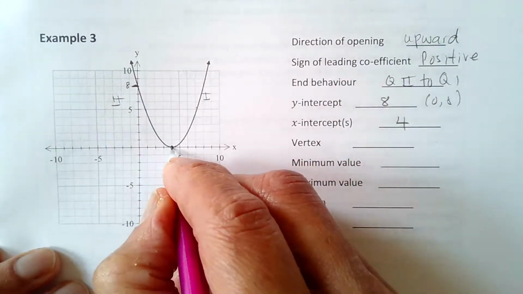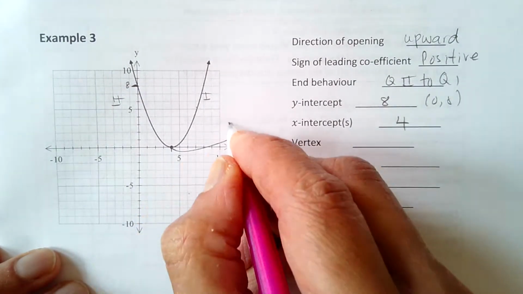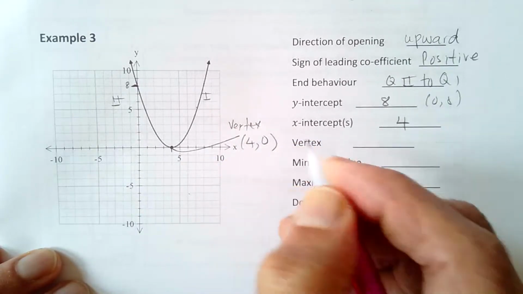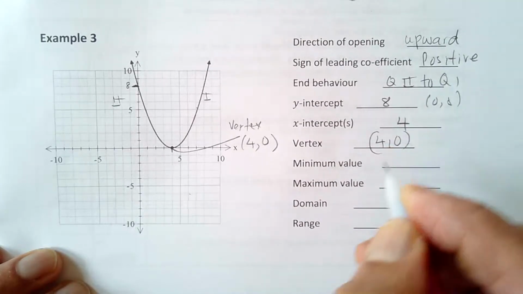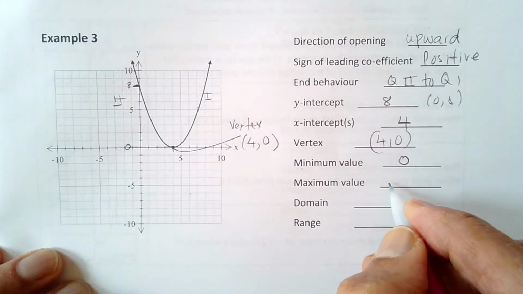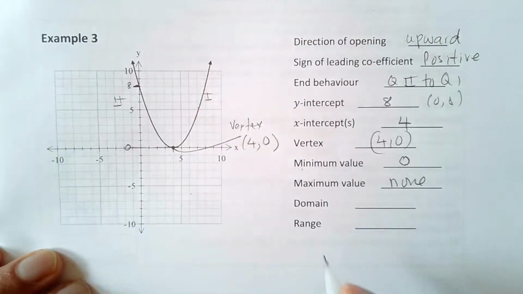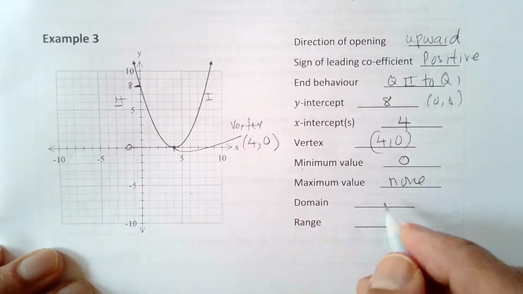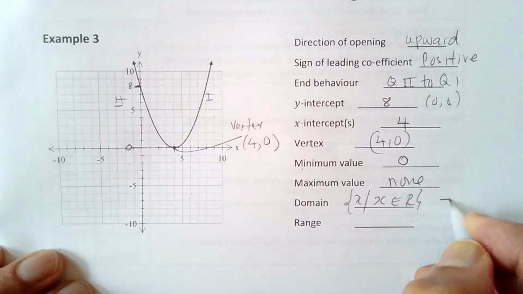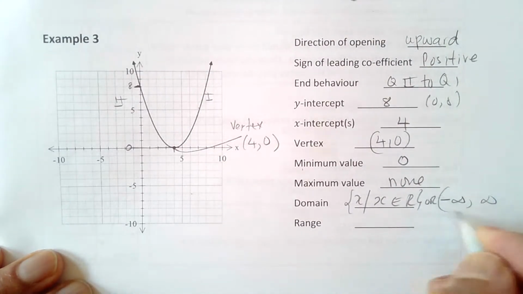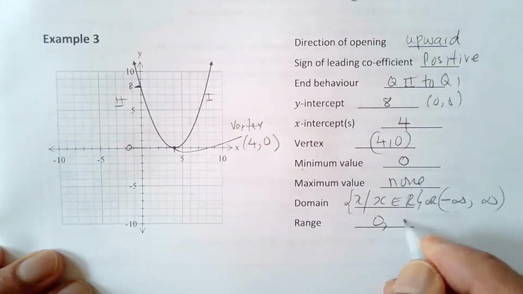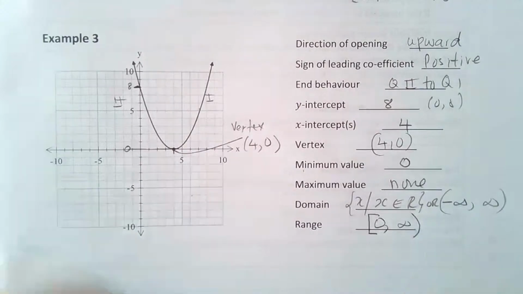The vertex now is (4, 0). My vertex there. x is 4, y is 0. The minimum value is 0. Maximum value, none, because it goes up forever. The domain would be x a set of real numbers, or negative infinity to infinity. The range now is from 0 to infinity, and it touches 0.